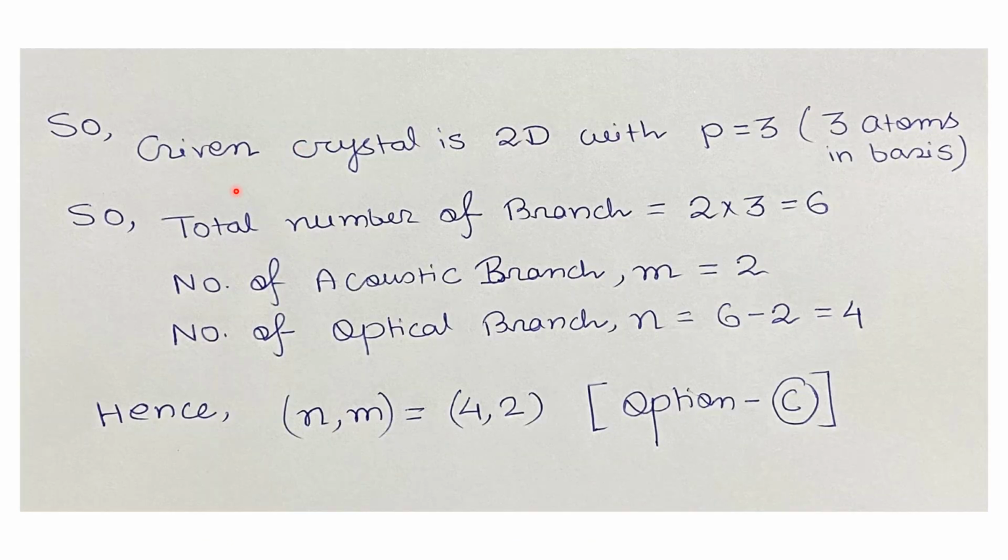Now it is given that the given crystal is 2 dimensional with the number of bases being 3, that is P equals 3, and the dimensionality of the system is 2. So the total number of phonon branches will be 2 times 3, that will be 6. As it is a 2 dimensional system, the number of acoustic branches will be m equals 2. So the remaining branches will be optical, so the number of optical branches n equals 6 minus 2 equals 4. So this set n comma m is basically 4 comma 2 in our case. So option C is correct.